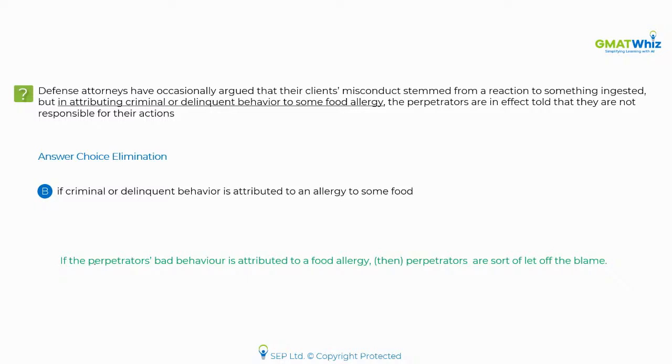We are saying that if the perpetrator's bad behavior is attributed to food allergy, then perpetrators, okay? If criminal or delinquent behavior is attributed to an allergy to some food, the perpetrators are being told that they are not responsible for the action, and B is correct. Here, if you notice, we have removed the comma plus ing. We have taken an if and then composition, which is totally fine. We are saying if the bad behavior is attributed to a food allergy, perpetrators are let off the blame.